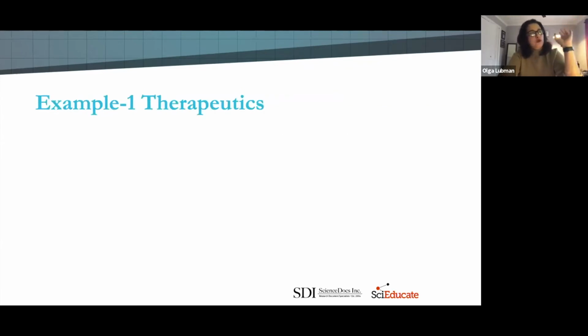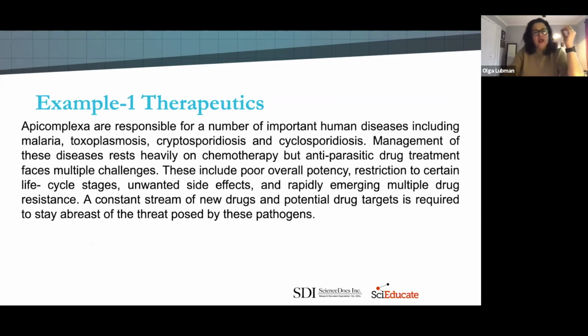So what would your first paragraph look like if you are talking about therapeutics? In the first sentence: Apicomplexa are responsible for a number of important human diseases, including malaria, toxoplasmosis, cryptosporidiosis, and so on. That is your statement of the problem. Management of these diseases rests heavily on chemotherapy, but anti-parasitic drug treatment faces multiple challenges. This is the gap in the field, or what needs to be addressed.